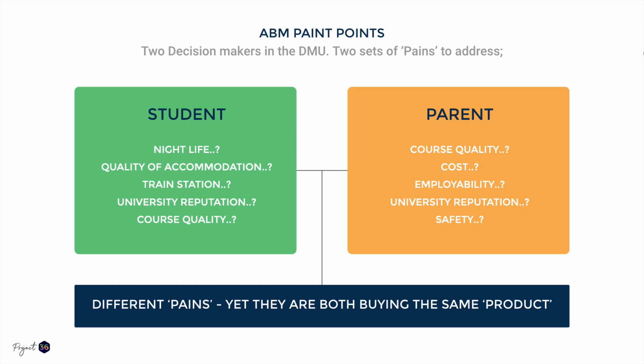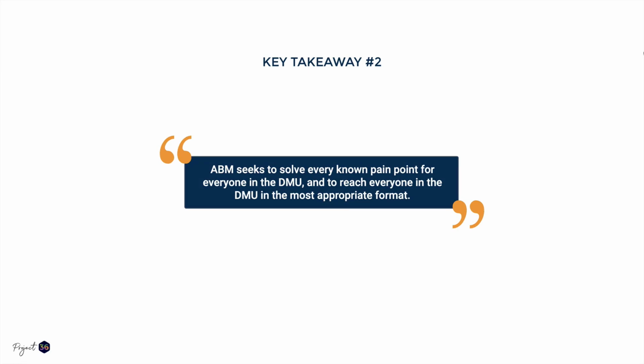Whereas the parents, course quality is going to be probably paramount, followed by cost, the chances of employability thereafter, the university reputation, the safety, the very different sets of pains that they'll want answers to, yet they're buying exactly the same product. So you can see the opportunity for the university is to understand what each part of their decision-making unit needs to hear and communicate accordingly. So key takeaway 2, we need to understand in advance what is the problems, the pains of our DMU and everybody in that DMU, so that we can reach out to them in the most appropriate format.